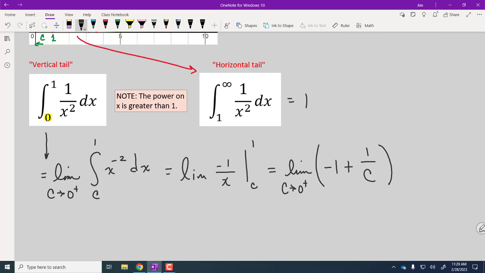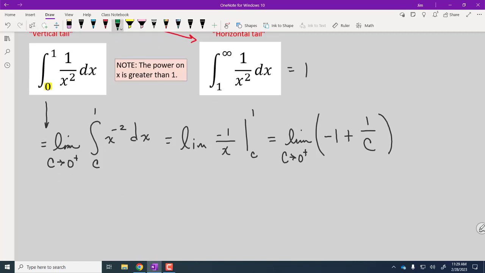Everyone agree with that? So then this part here, like you just said, as we approach 0 from the right, this part is going to go to positive infinity because there's no minus in front of it anymore. So then positive infinity minus 1 is still positive infinity. So therefore diverge. So we have a divergent vertical tail.